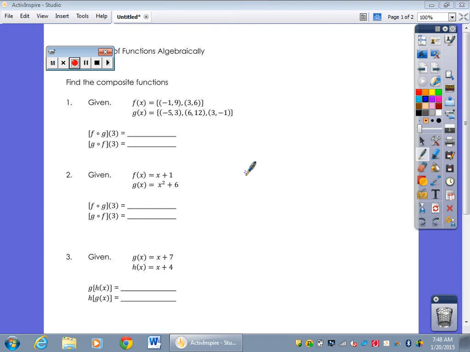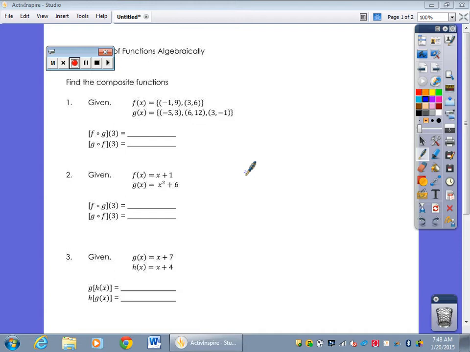Okay, so today we talked about compositions of functions. Remember that it's just basically the substitution method. So the little dot means f of g, and if there's a number after it, then you're saying f of g of 3. So look at number 1. The first thing you want to do is find g of 3.